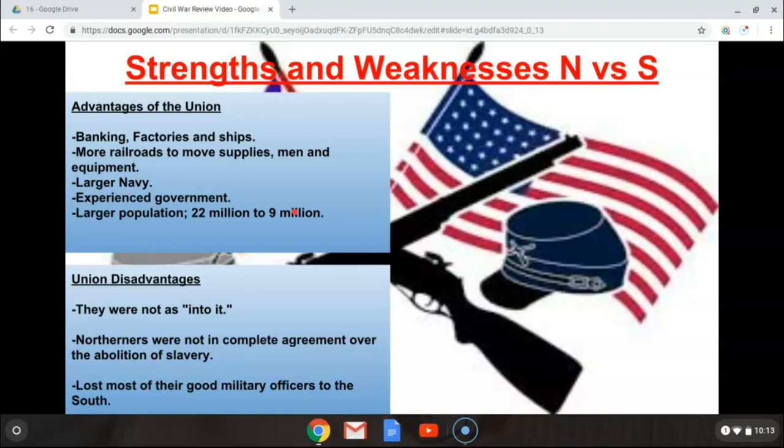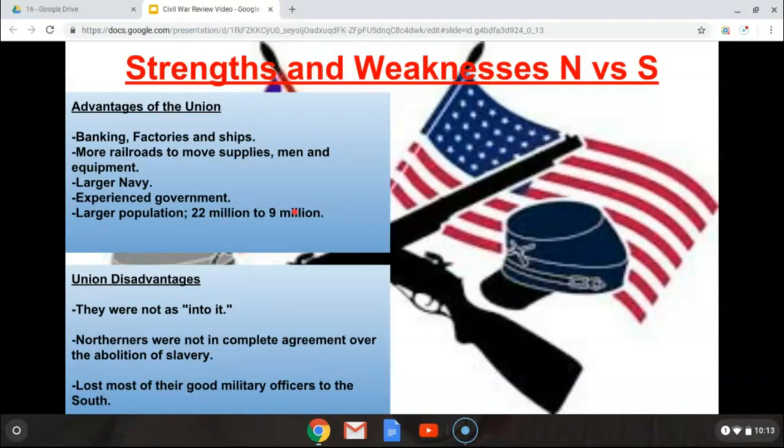The disadvantages of the North, well, they were not as into it as the South. The South were the ones fighting for something. They were the ones fighting for their slaves. They were the ones fighting for their states' rights. They were the ones trying to fight for their economy, trying to fight for their livelihood.